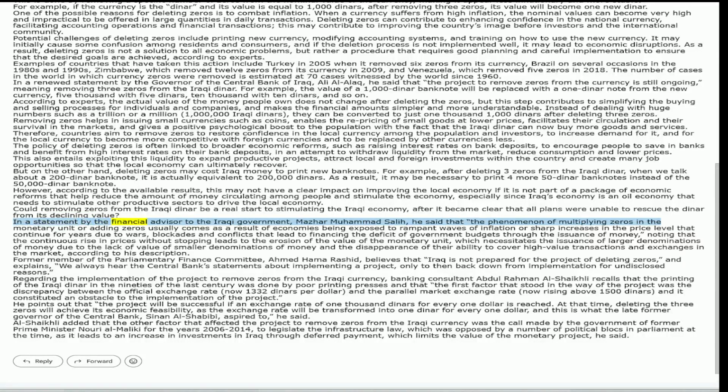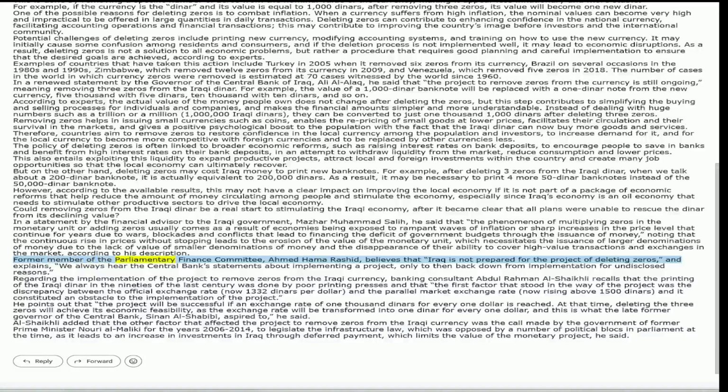In a statement by the financial advisor to the Iraqi government, Mazar Mohammad Salih, he said that the phenomenon of multiplying zeros in the monetary unit or adding zeros usually comes as a result of economies being exposed to rampant waves of inflation or sharp increases in the price level that continue for years due to wars, blockades, and conflicts that lead to financing the deficit of government budgets through the issuance of money, noting that the continuous rise in prices without stopping leads to the erosion of the value of the monetary unit, which necessitates the issuance of larger denominations of money due to the lack of value of smaller denominations of money and the disappearance of their ability to cover high-value transactions and exchanges in the market, according to his description.